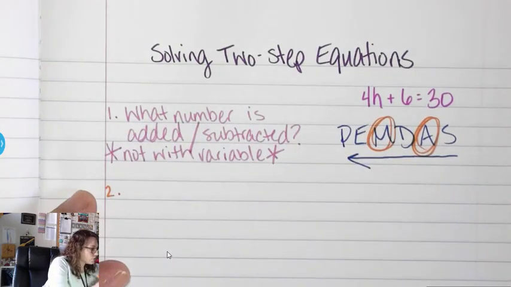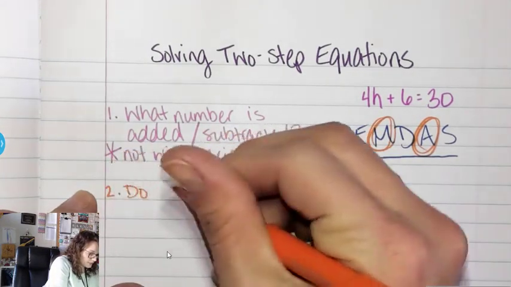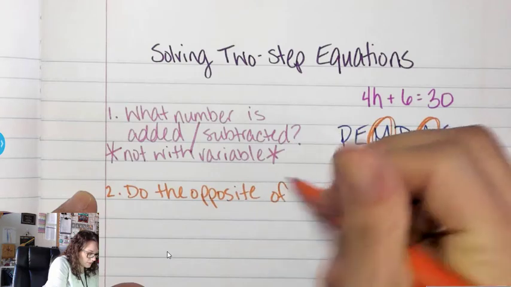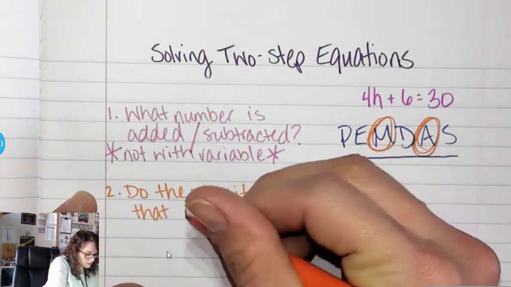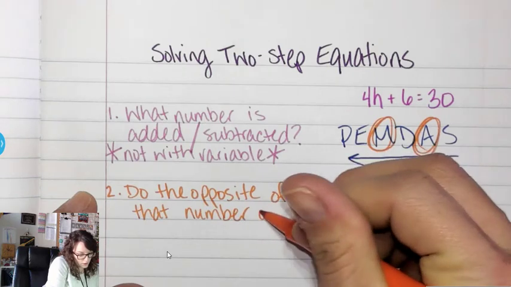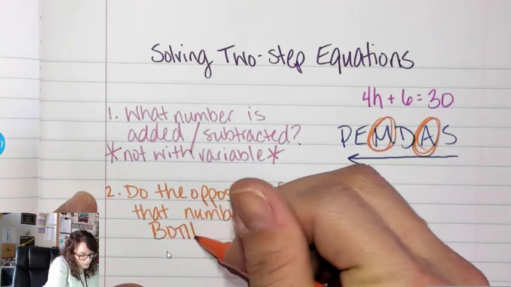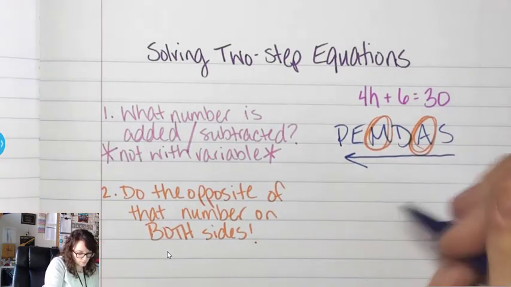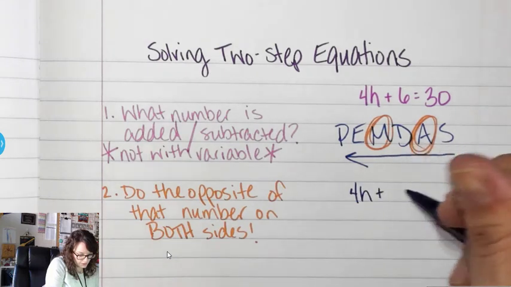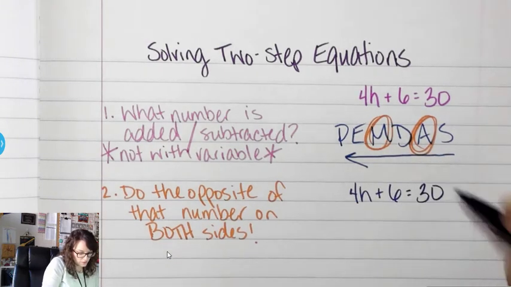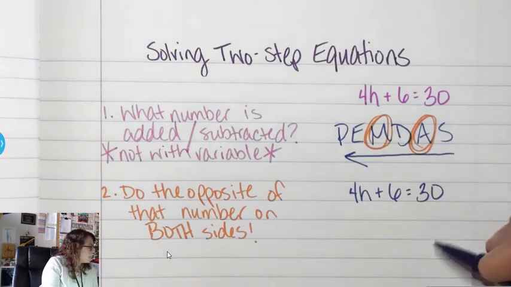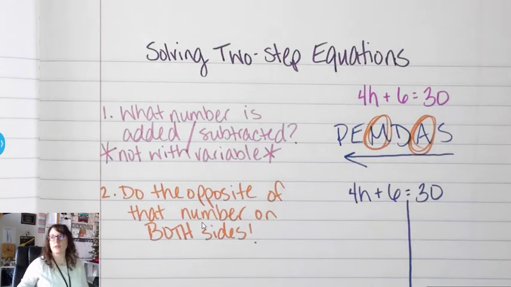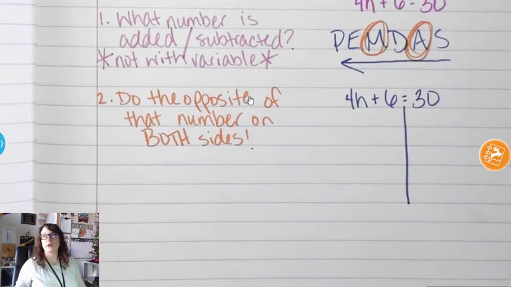So step 2. We're going to undo, or do the opposite, of that number on both sides. So I'm going to rewrite it. 4h plus 6 equals 30. Now, some people benefit from doing this to remind them if you do it on the left side, you have to do it on the right side.